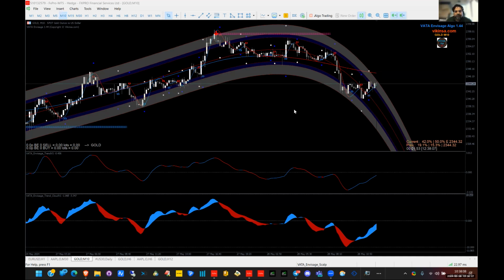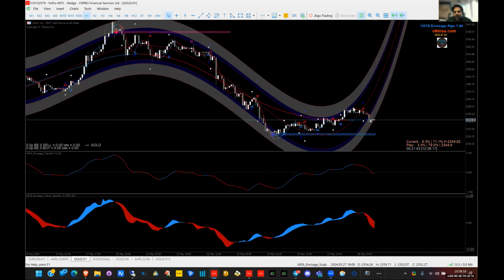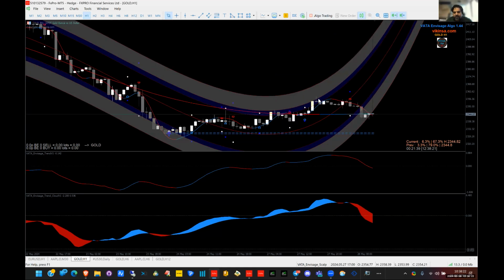So if I go to H1, sorry, why is it not clicking? If you go to H1, you entered somewhere around here, right? This is the target that you got, because ultimately you entered here at that point in time. There was no H1 target, right?